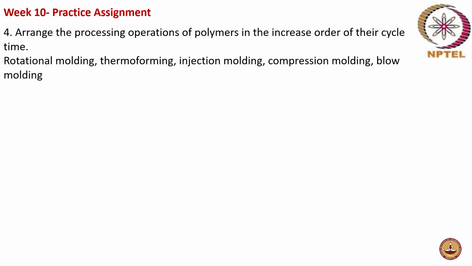Now let's see the next question. Arrange the processing operations of polymers in the increasing order of their cycle time. So there are a set of polymer operations being given. We have to arrange them in the increasing order of their cycle time. The options given are rotational molding, thermoforming, injection molding, compression molding, and blow molding. So five operations are given. Now we have to arrange them in the increasing order of their cycle time.